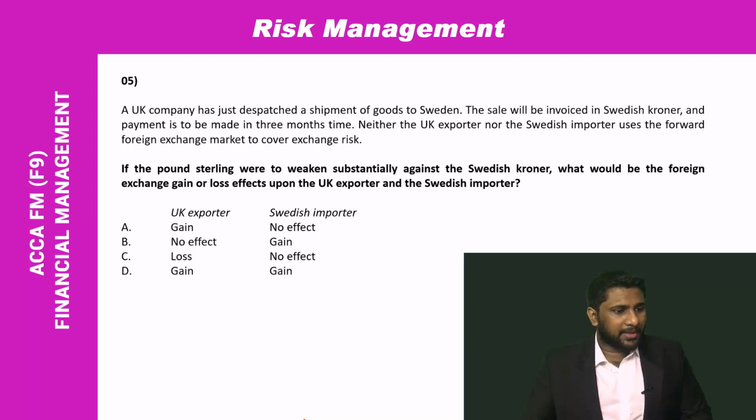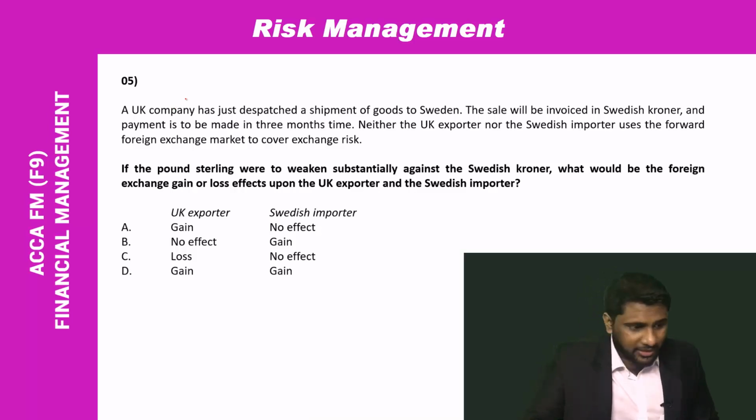A UK company has just dispatched a shipment of goods to Sweden. The sale will be invoiced in Swedish krona and payment is to be made in 3 months time. Neither UK exporter nor Swedish importer uses the forward foreign exchange market to cover exchange risk. If the sterling pound weakens substantially against the Swedish krona, what would be the foreign exchange gain or loss effect upon UK exporter and the Swedish importer?